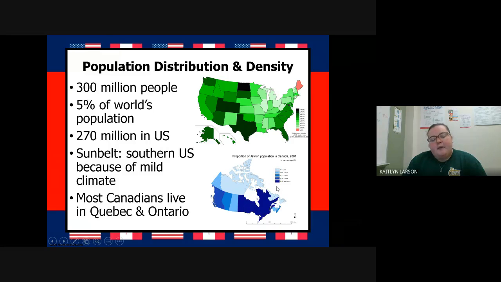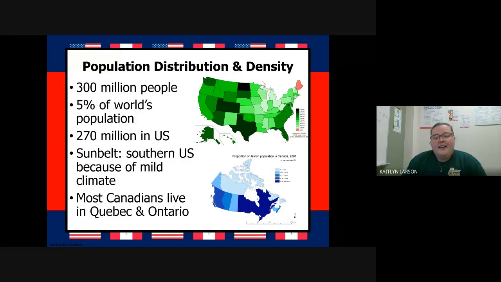This is a map of the Jewish population in 2001. I forgot to get rid of this. But it's going to do a pretty good job of showing you where people are located. Most people are going to be located in Quebec and Ontario, and they're not going to be up in the Northwest Territories or the Yucatan, simply because it's cold and desolate up there, okay?